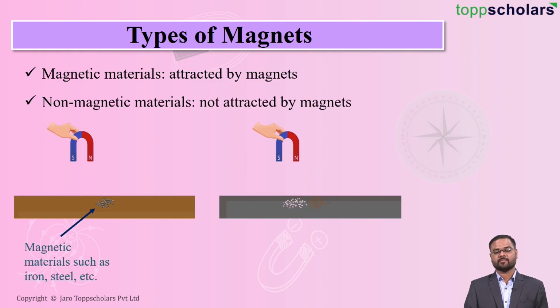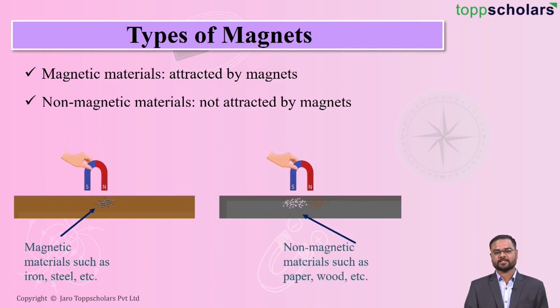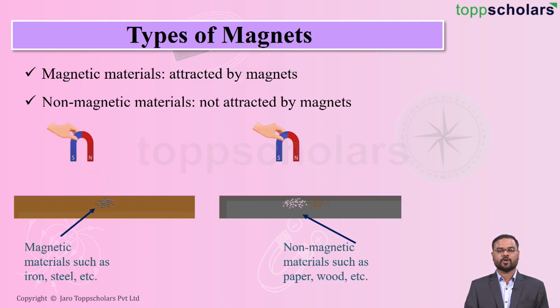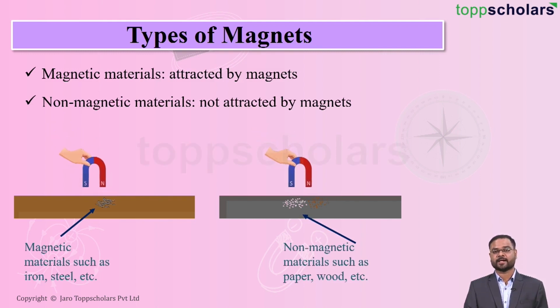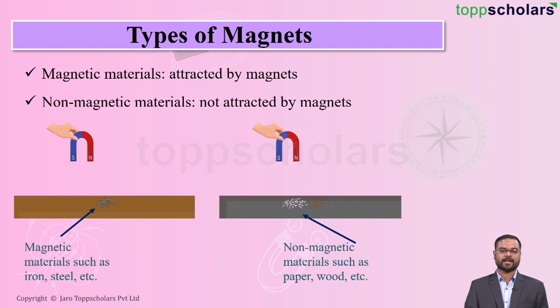Now in the next diagram we have non-magnetic materials. Now these materials, from the name itself we can understand, they are not attracted by magnets. So you can see pieces of paper or wood, they are not getting attracted towards the magnet. So what did we learn? Here non-magnetic materials don't get attracted by magnets and magnetic materials are attracted by magnets.